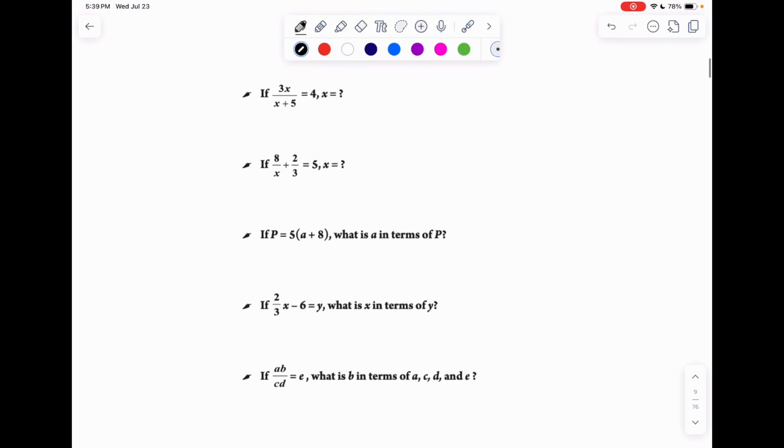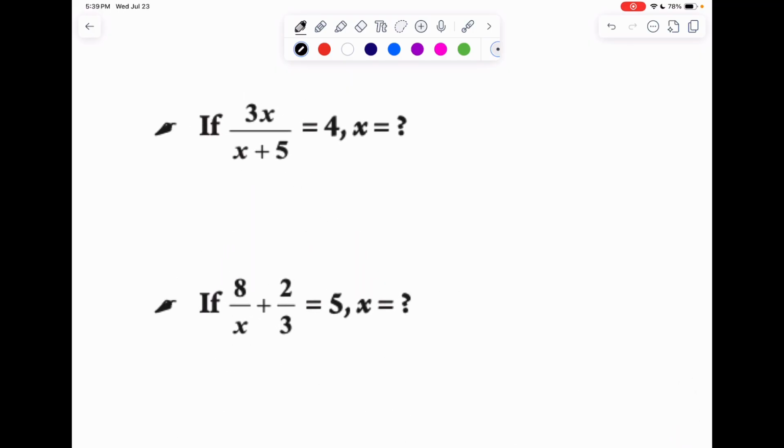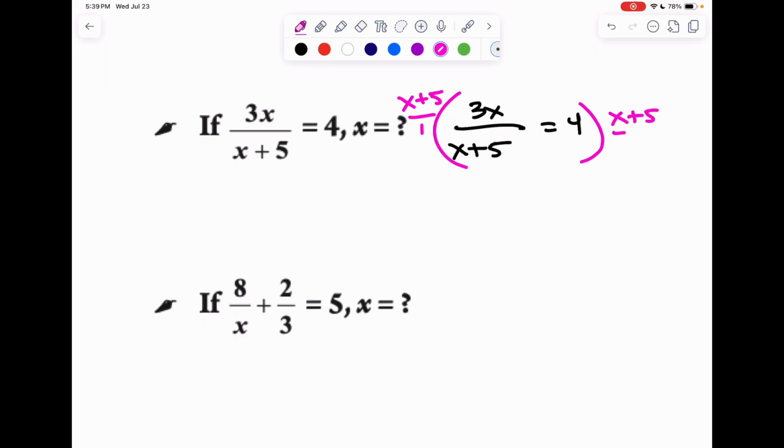Now for our next guy, ooh, this one's spicy. We have a variable in the denominator. We're not going to treat it any differently. If 3x over x plus 5 equals 4, we're going to go ahead and multiply both sides by our denominator, x plus 5 over 1 on both sides, x plus 5 over 1.